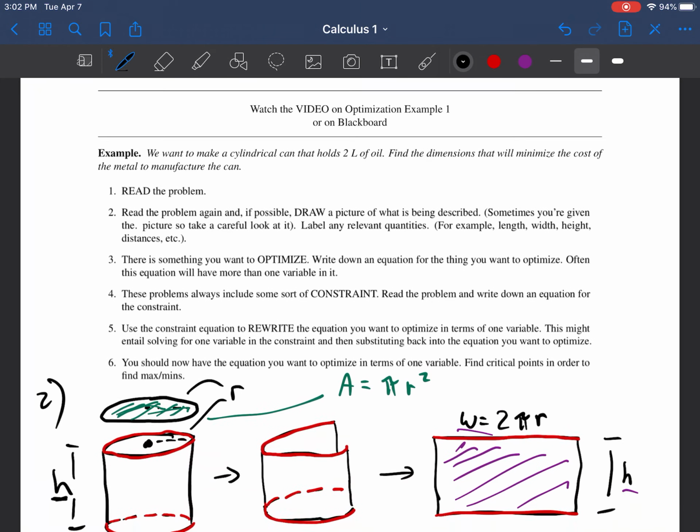So if we look back at step number 5, so 5 and 6, maybe we'll read them together. Number 5 says you want to use the constraint equation to rewrite the equation that you want to optimize. And then step number 6 says, you should have an equation now that you want to optimize, so optimize it. Find the critical points and figure out what the max and mins are for that function.